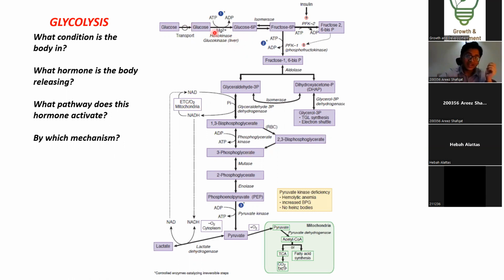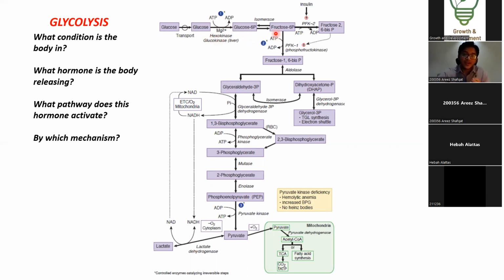So insulin activates glucokinase, which should make sense because insulin is activated in this condition. Insulin activates glucokinase by which mechanisms? Either dephosphorylation or gene level. Insulin activates glucokinase at the gene level.